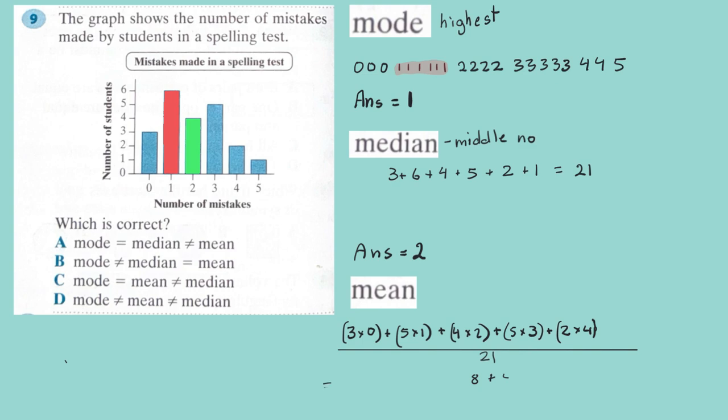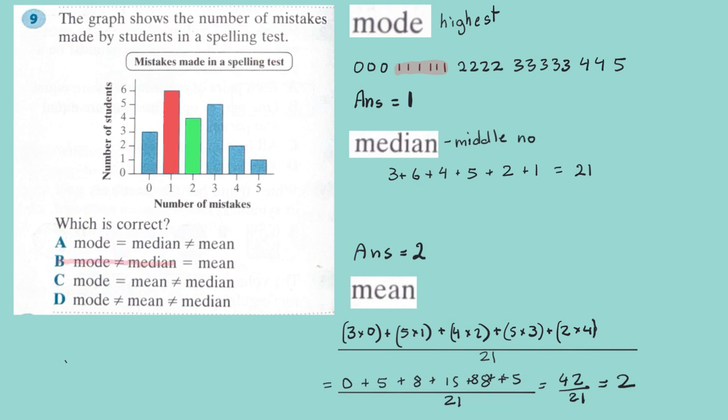And that is equal to 0 plus 6 times 1 is 6, plus 4 times 2 is 8, plus 15, plus 8, plus 5, divided by 21, and this is equal to 42 divided by 21, which is equal to 2. This means that only the median and the mean are the same, but the mode is different. So our answer will have to be B.